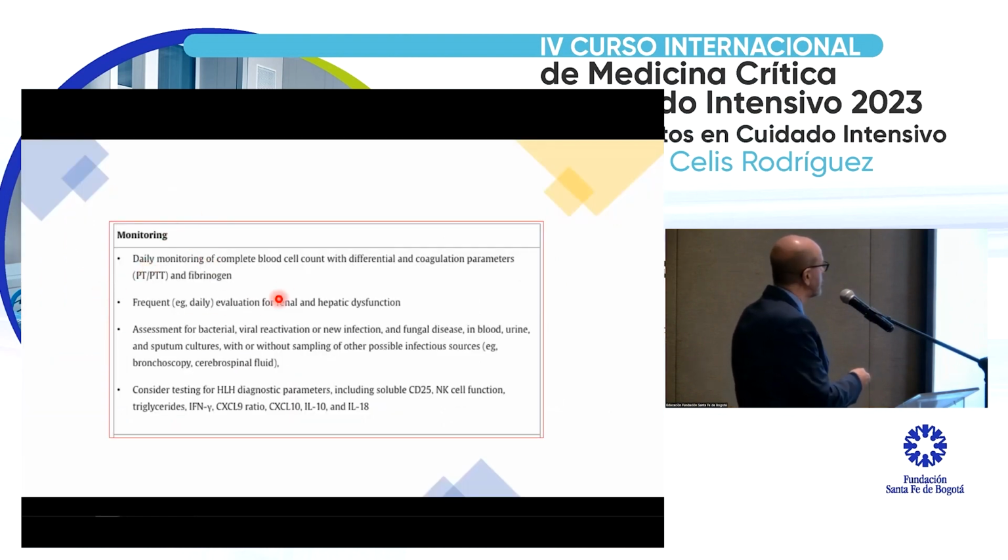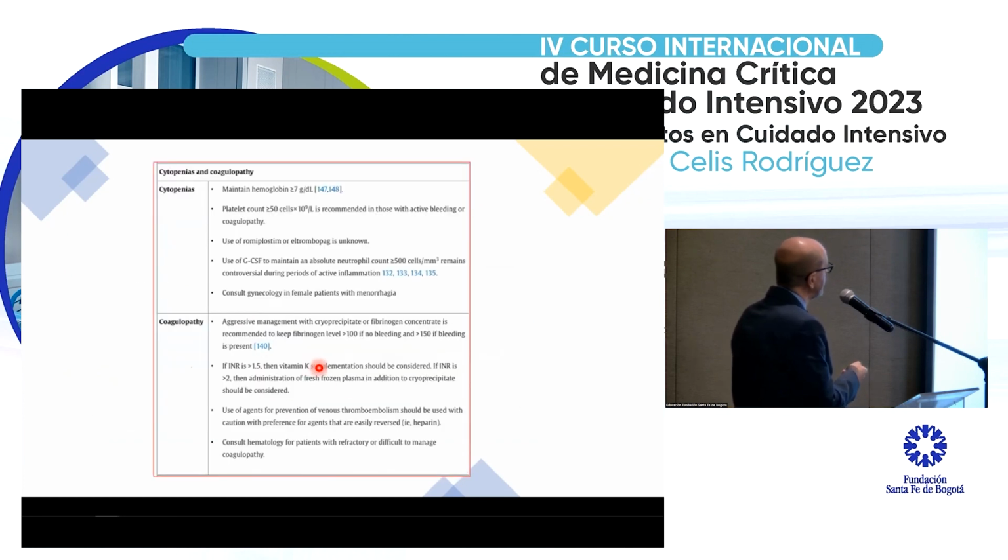Monitoring, well, you monitor the CBC because the patients are anemic, thrombocytopenic, etc. You monitor the coagulation, you monitor the liver function, etc. There are other tests to do, but they are much more complicated. And for the treatment, you treat hemoglobin less than 7, and platelet count less than 50 if the patient is bleeding. We usually transfuse patients when they drop below 12,000 or so.